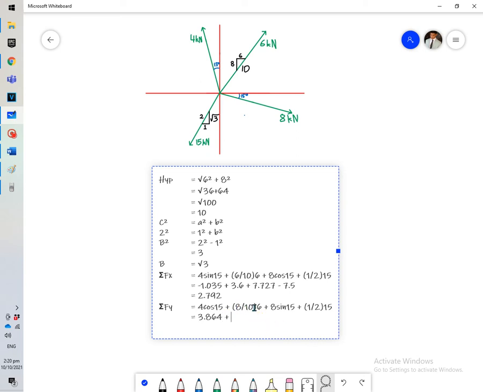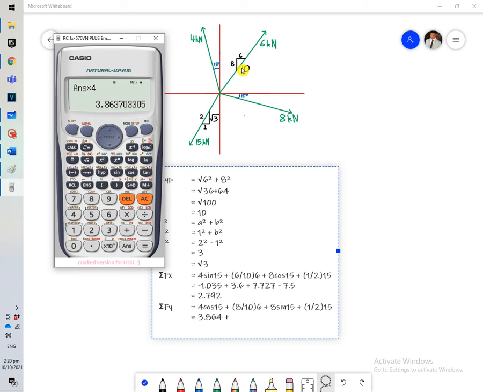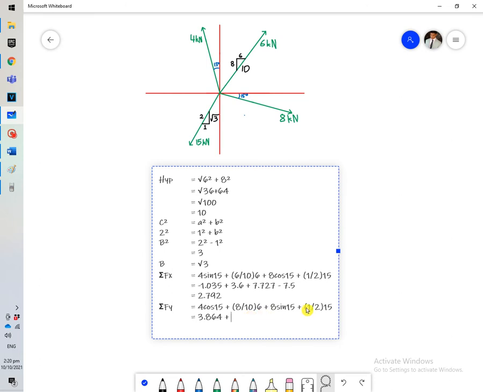8 over 10. Bakit 8 over 10? Kasi 8 yung parallel sa ating y-axis. So, 8 over 10, that's 0.8 times 6, that's 4.8. Tama ba? 4.8. Pataas pa rin siya, so positive pa rin.